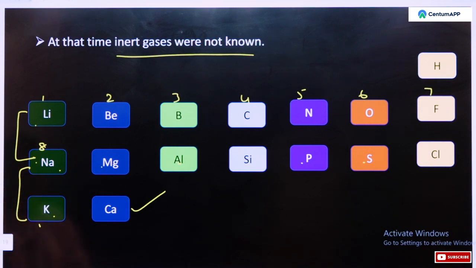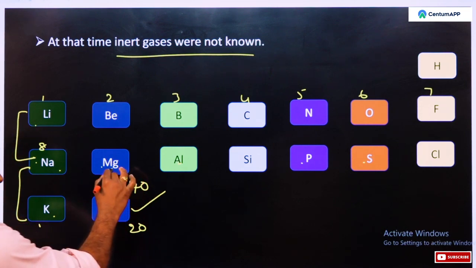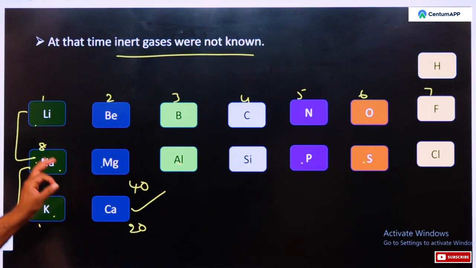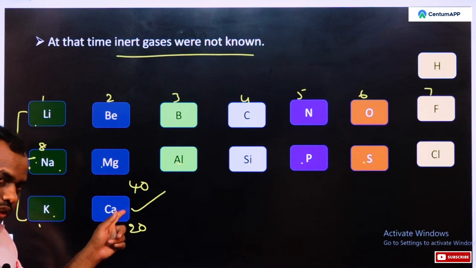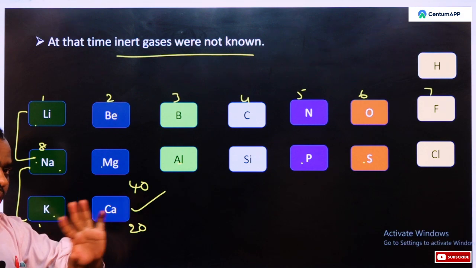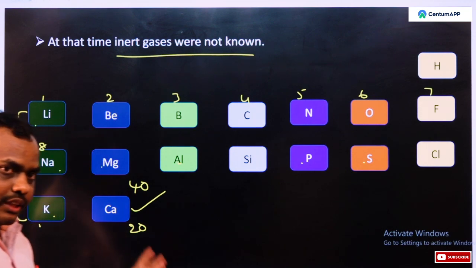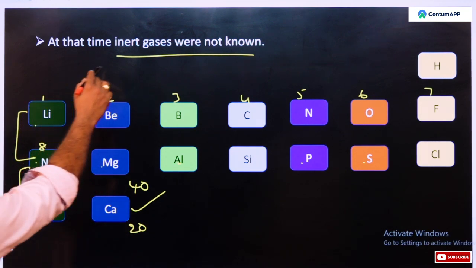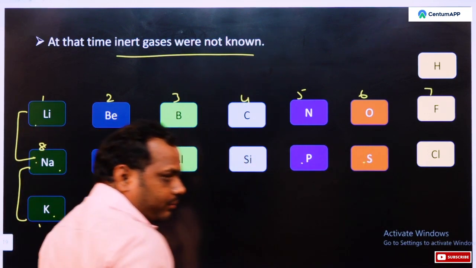This rule is applicable up to calcium. The atomic number of calcium is 20, mass number is 40. Newland's octave rule is applicable up to calcium only. At this time, noble gases were not found, not known, and not included. That's why inert gases are not added.